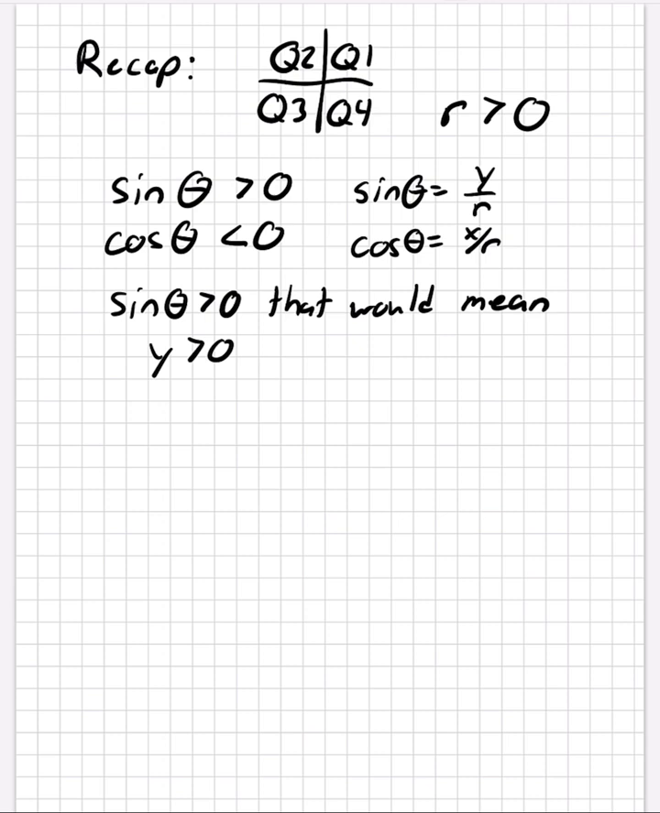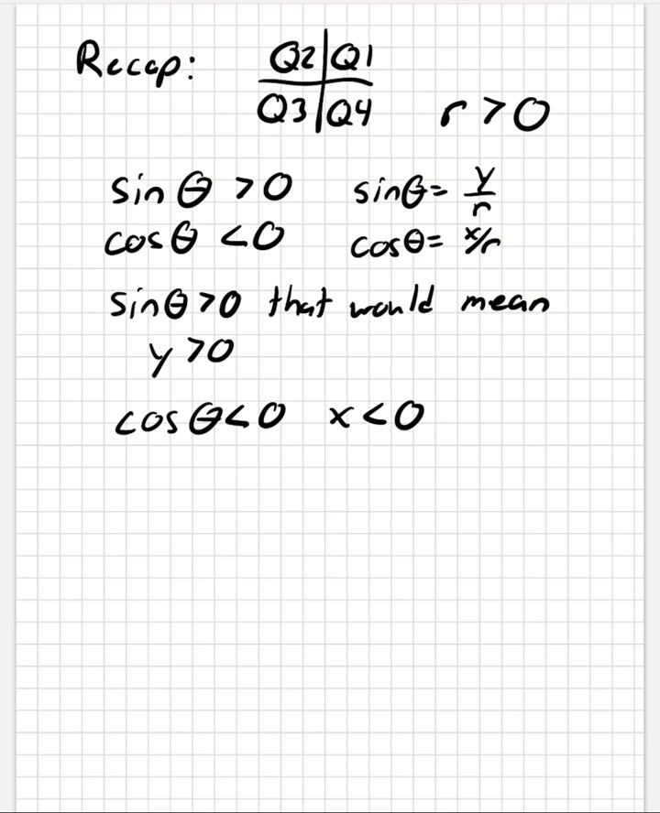Okay? So sine always corresponds to the y coordinate. Then for cosine of the angle to be negative, that would mean that x would have to be negative. Okay? So then what quadrant would y be positive and x be negative?